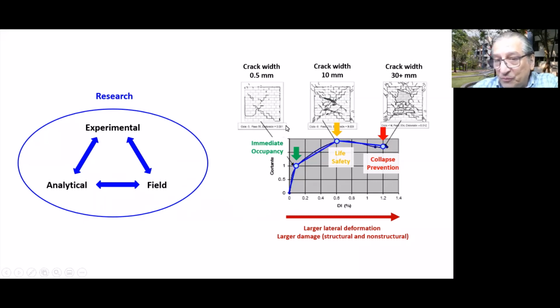We usually use plots like this, in which in the x-axis, we plot the lateral deformation of our structural systems. And what we have learned is that structural damage and non-structural damage is a consequence of lateral deformation. The larger the lateral deformation, the larger the level of damage.